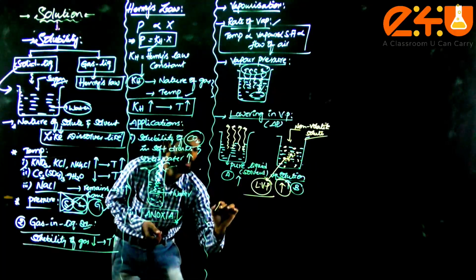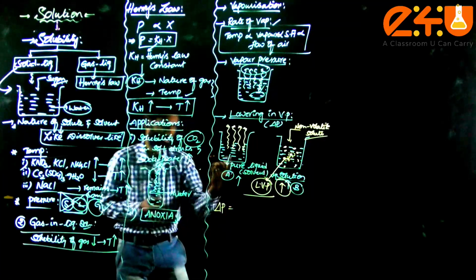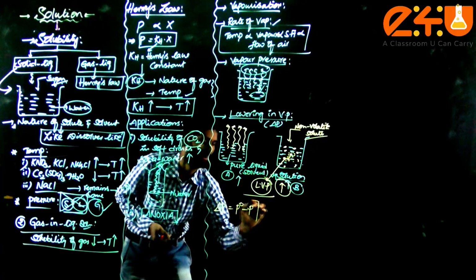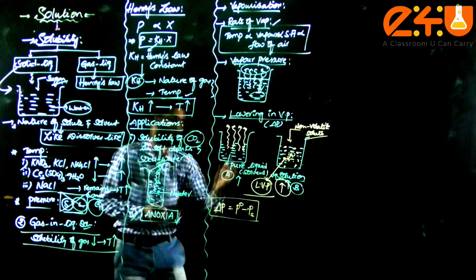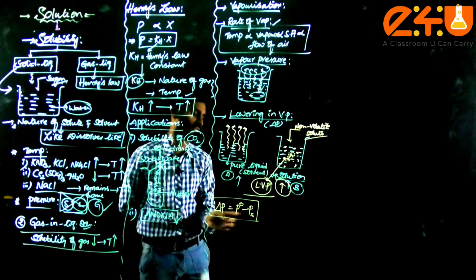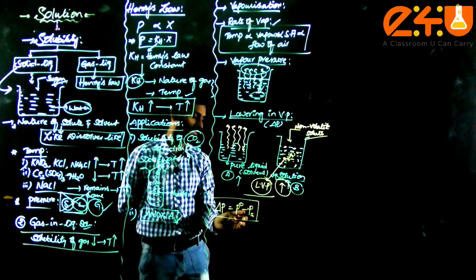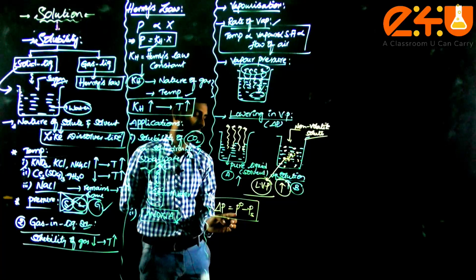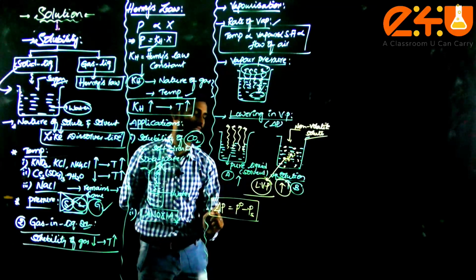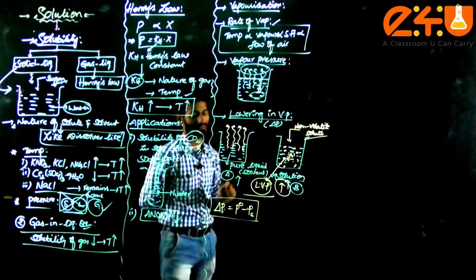Now I can represent here delta P is equal to, in the definition, P naught minus P, where P I can write as P S. Sir, what is delta P? Delta P, which indicates lowering in vapor pressure, I can define as the difference between the vapor pressure of the pure solvent and the vapor pressure of the solution. This is known as lowering in vapor pressure.